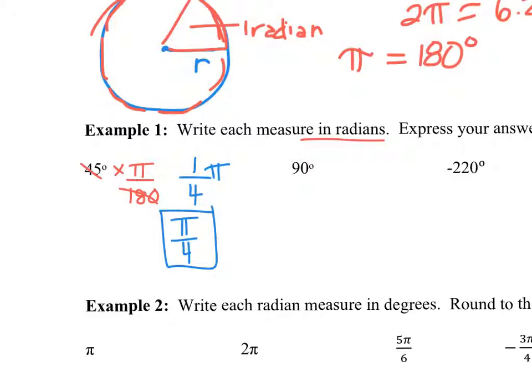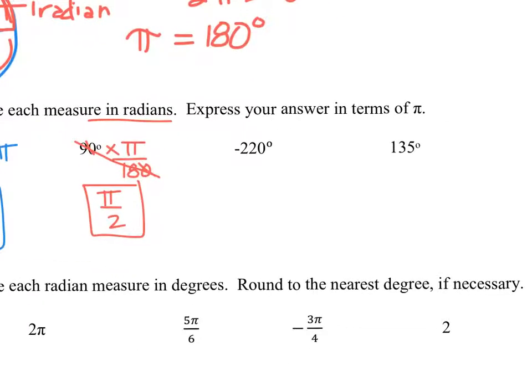If I'm converting degrees to radians, I'm multiplying by pi over 180. So I'm going to multiply this by pi over 180, and I'm going to reduce. 90 goes into 180 twice, so this is actually pi over 2. Negative 220, I'm going to do negative 220 times pi over 180, and I'm going to reduce this. I can divide 22 and 18 both by 2. So it's going to be negative 11 pi over 9.